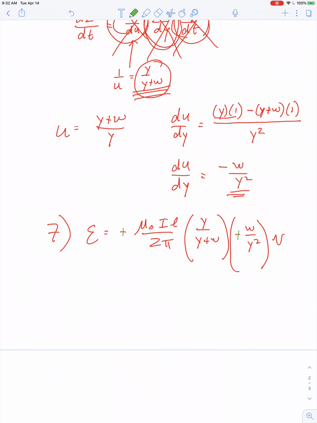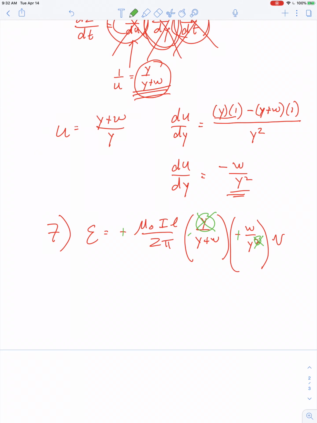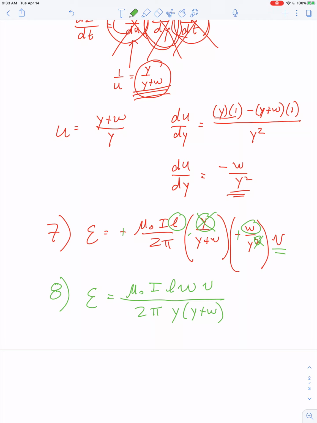So the negatives cancel out. I can cancel that y with one of the y's in the denominator. So I think we get our final result. The induced voltage in this case is μ₀I, and then look, we have length times width, so L times w, and then we have velocity divided by 2π y times (y plus w). That's it.